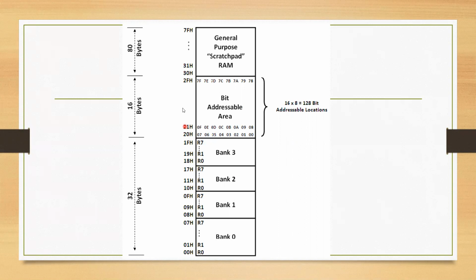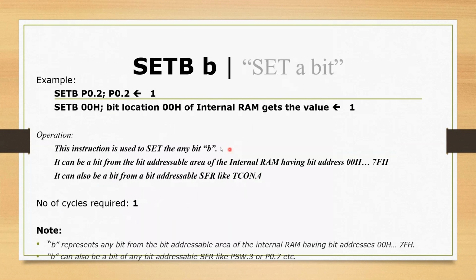So we have 16 byte locations. So we have 16 into 8, that is 128 bit locations available in this area. The addresses given to the bits of this area are 00 hex to 7F hex. So the bit here represents any bit from the internal RAM having bit address 00 to 7F. Any bit from this part can be used as the bit B.